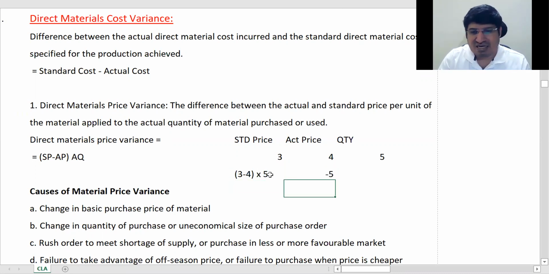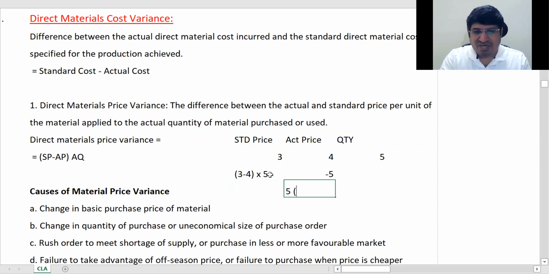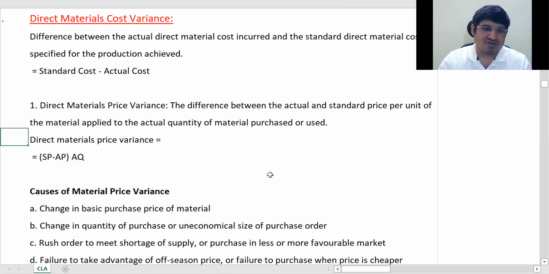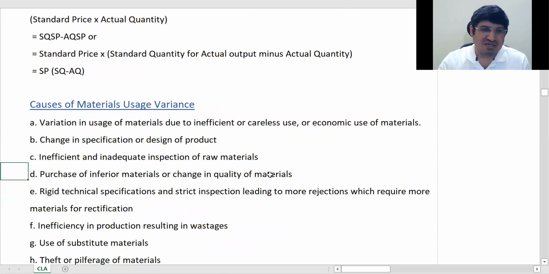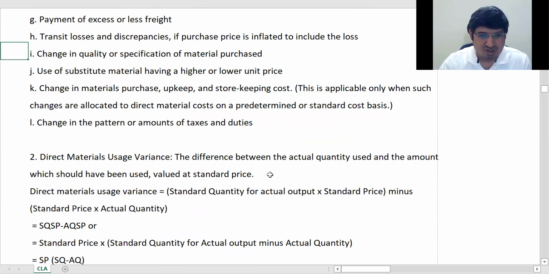If you are getting a minus, that means it is an adverse variance. The actual price is more, right? So it is unfavorable, which is why you are getting minus. So I will write it like this: if I get minus 5, I'll say 5 adverse. The causes of price variance and all we'll see later on. Little bit of theory, very easy. You can write it in your own words.